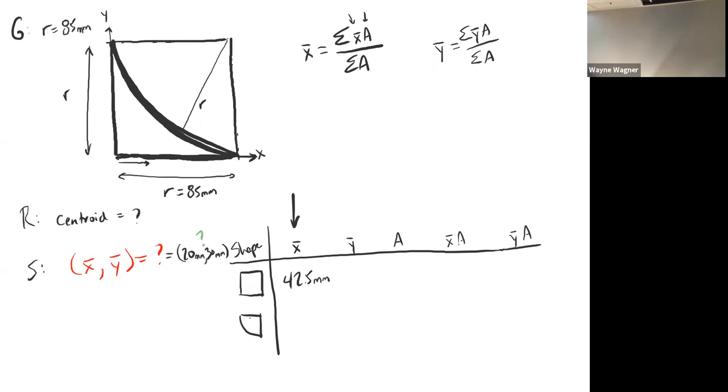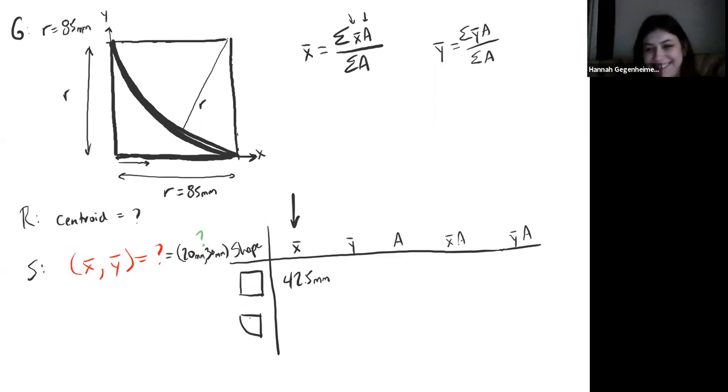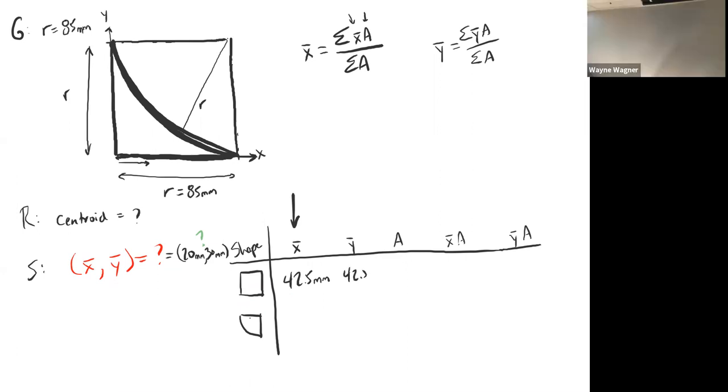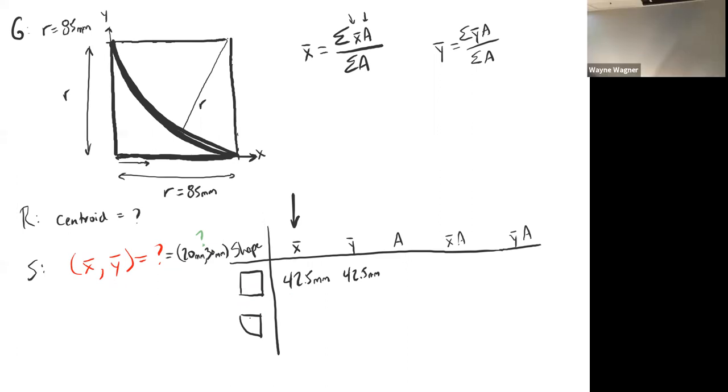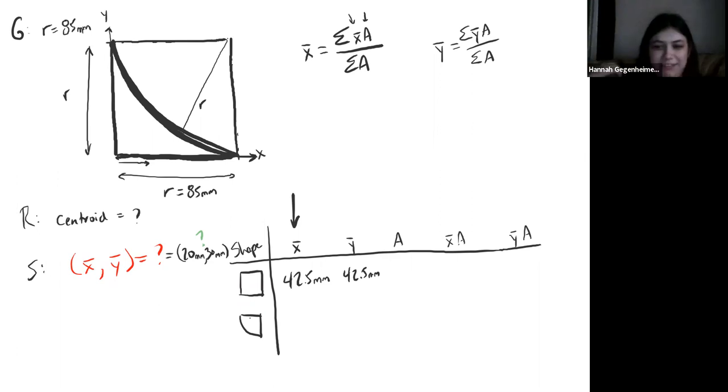Okay, what do you think Y bar is? Also half of the radius? Yep, 42.5. Okay, what's the area? Is that a half times both radiuses? A half times both radiuses? What's the area of a square? Is a half base times height, right?